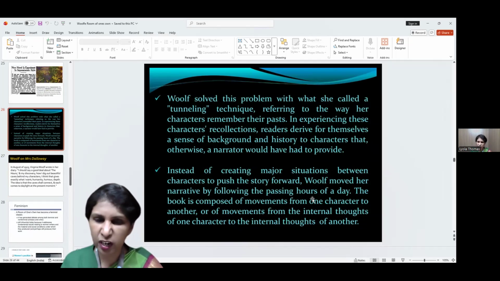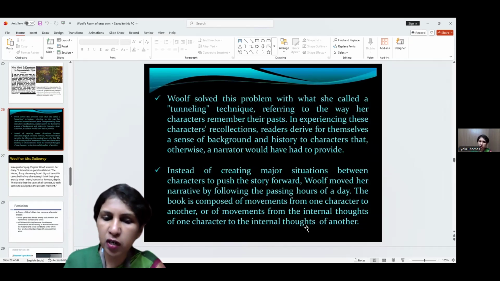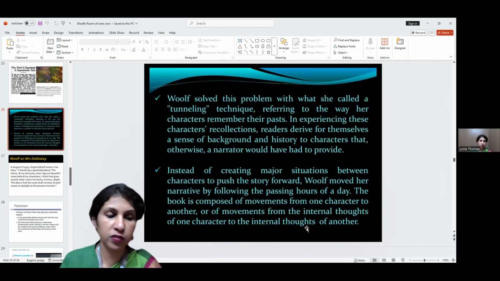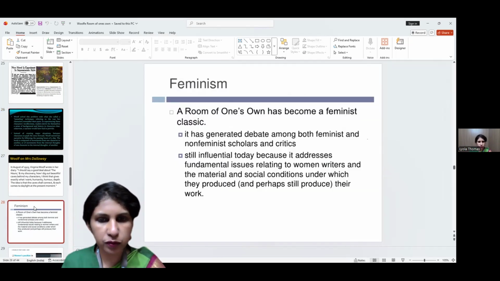And Woolf moved her narrative by following the passing hours of the day, and the book is composed of movements from one character to another, movements from the internal thoughts of one character to the internal thoughts of another.